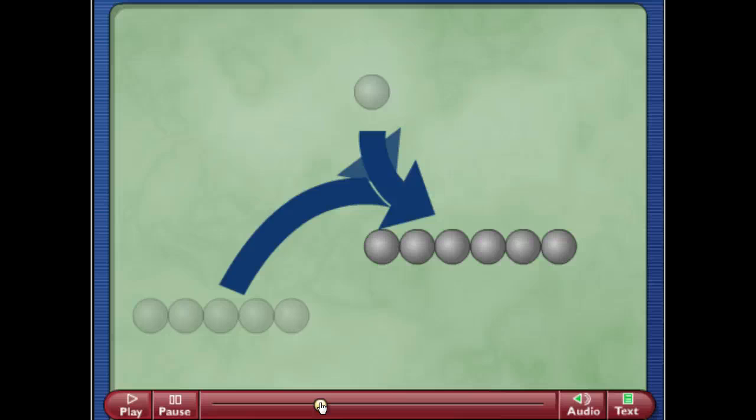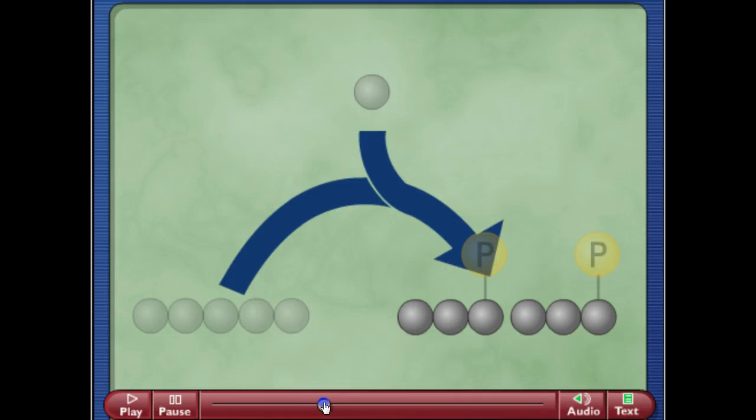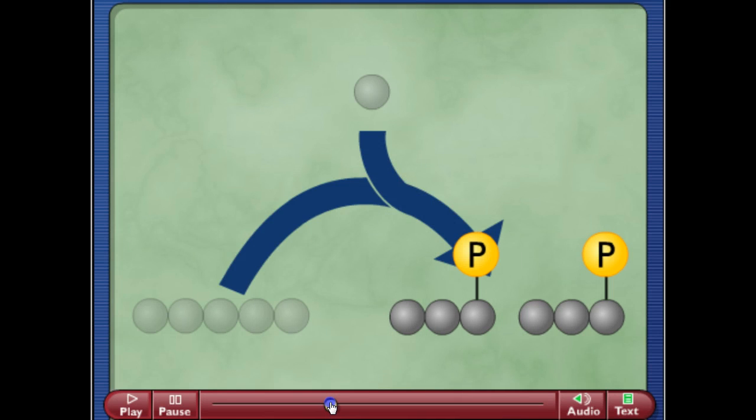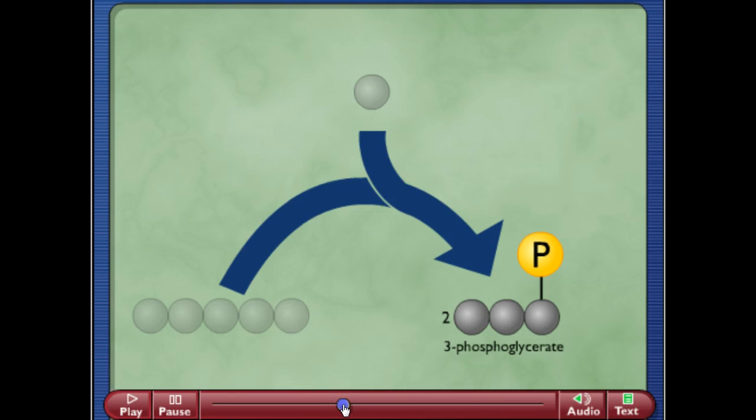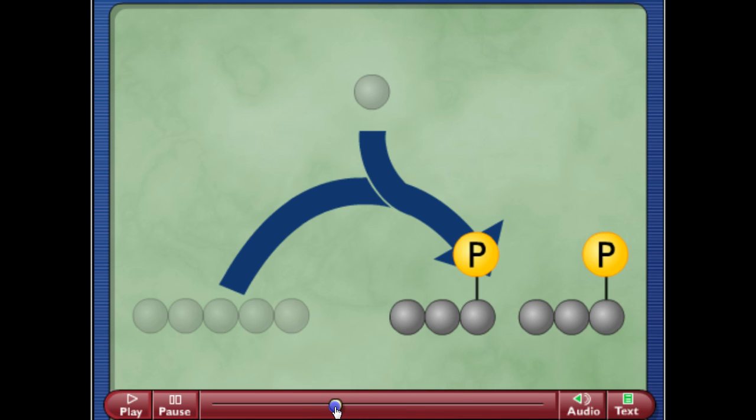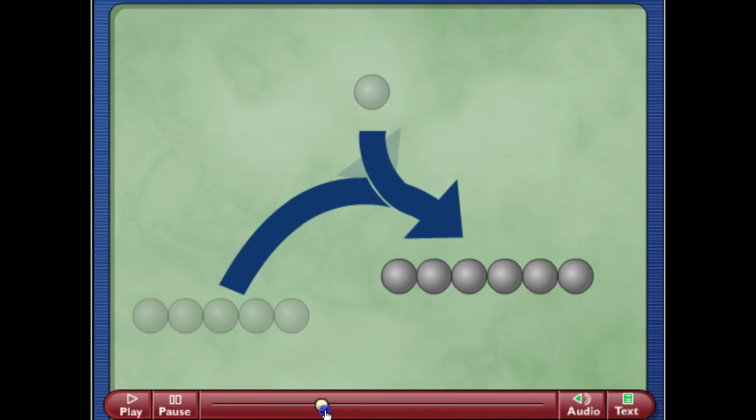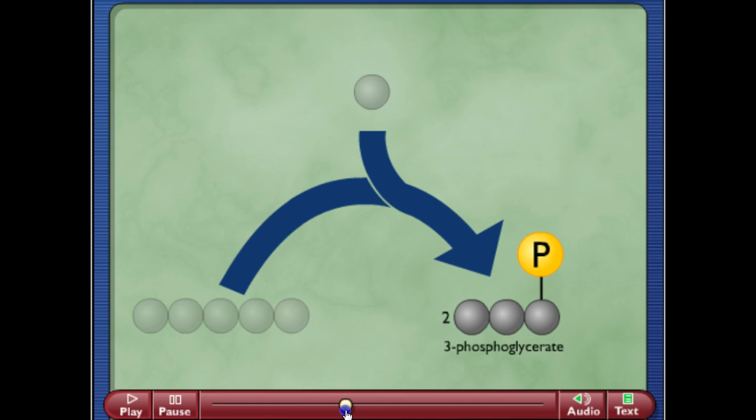Now, step 2. The 6-carbon molecule now splits into 2 3-carbon molecules. And we're going to give them a name here. They're called 3-phosphoglycerate. There you see it. So 2 3-phosphoglycerate molecules. So the 6-carbon compound splits into 2 3-phosphoglycerate molecules in step 2.